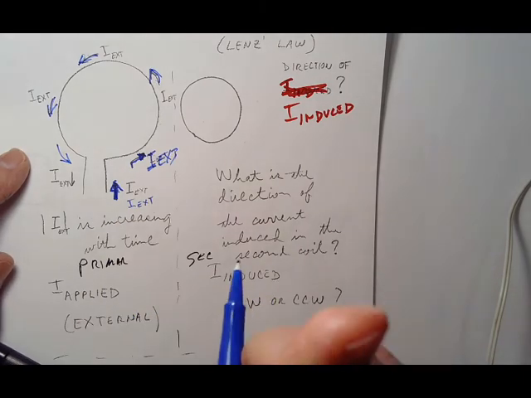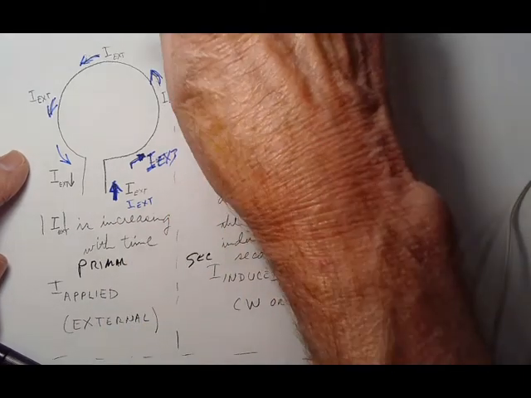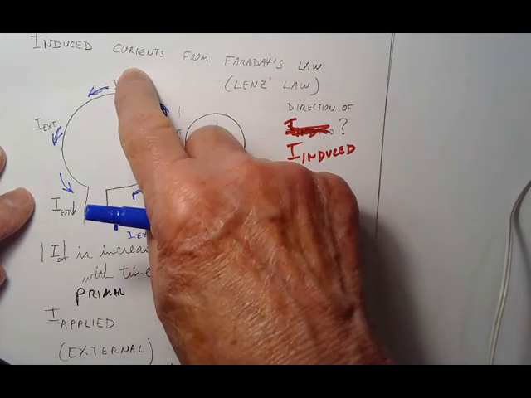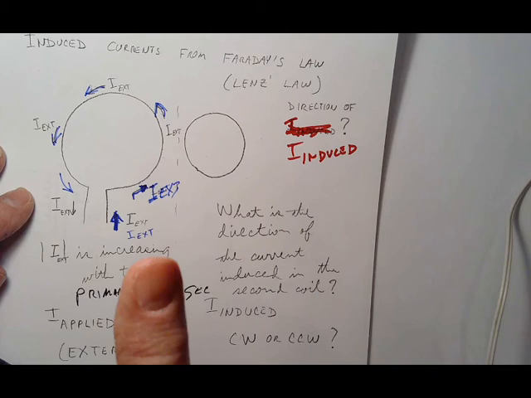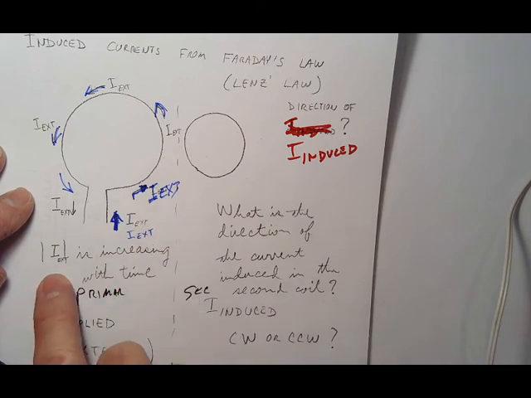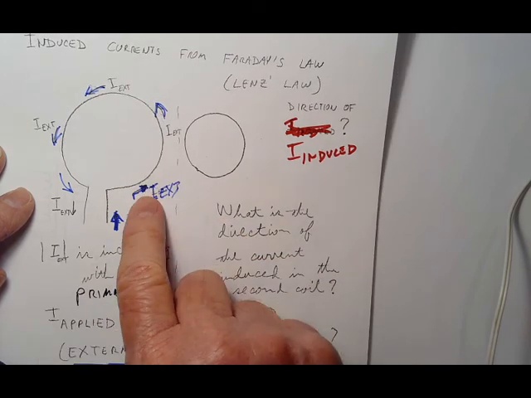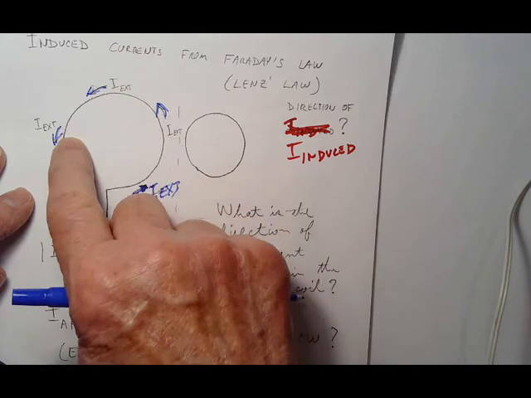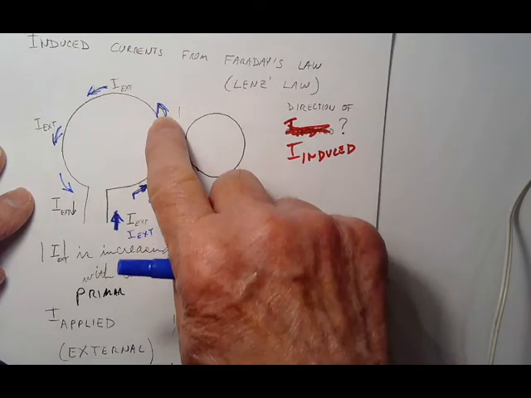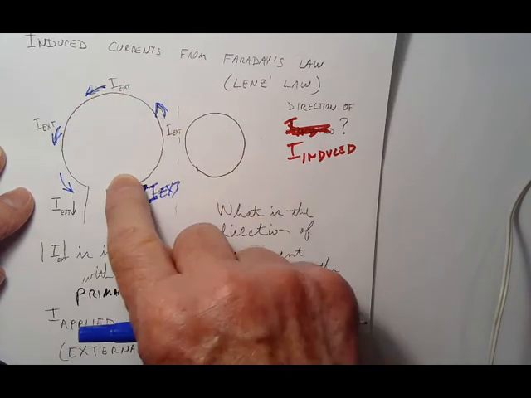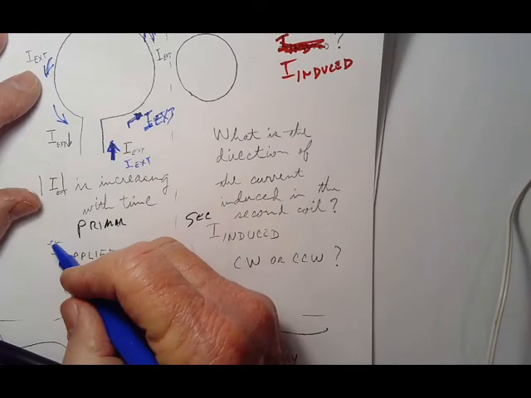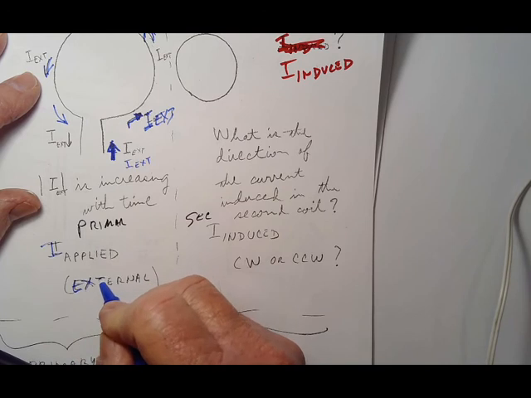You need to know two things. You need to know the direction of the primary current, which in this case is counterclockwise. You also need to know what's happening to the magnitude of the external source current. In this particular example, I external goes that way, but it's getting bigger and bigger in time. So it's going 5 amps this way, then 10 amps, 20 amps, 30, 40, 50 amps. It's increasing in magnitude, staying in the same direction. That's the applied current, the external current.